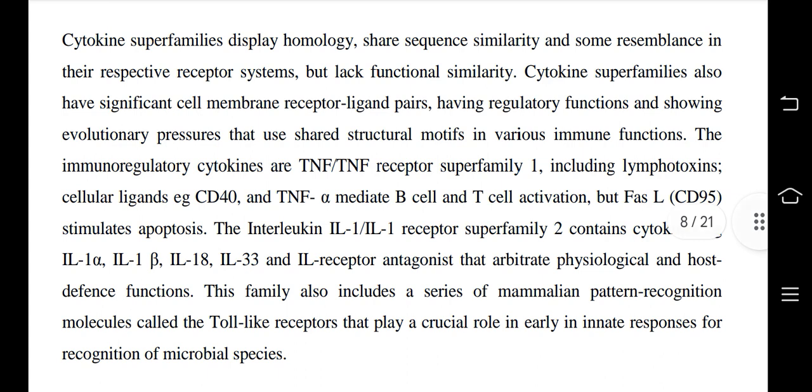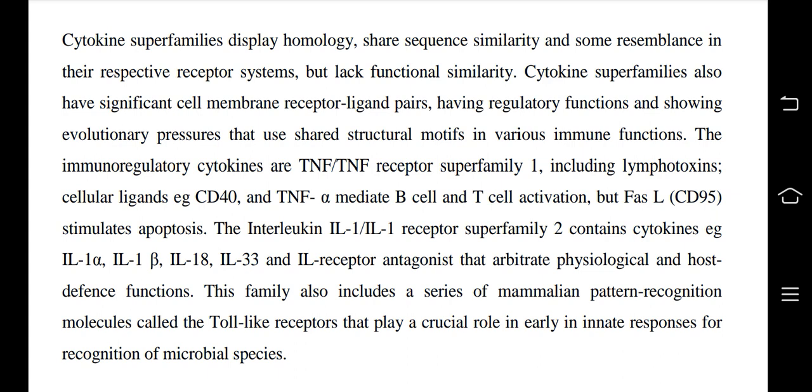Cytokine superfamilies display homology, share sequence similarity, and some resemblance in their respective receptor systems, but lack functional similarity. Cytokine superfamilies also have significant cell membrane receptor-ligand pairs having regulatory functions and showing evolutionary pressures that use shared structural motifs in various immune functions. The immunoregulatory cytokines are TNF, INF, TNF receptor superfamily 1, including lymphotoxins, cellular ligands like CD40 and TNF alpha mediate B cell and T cell activation, but FAS-L CD95 stimulates apoptosis.